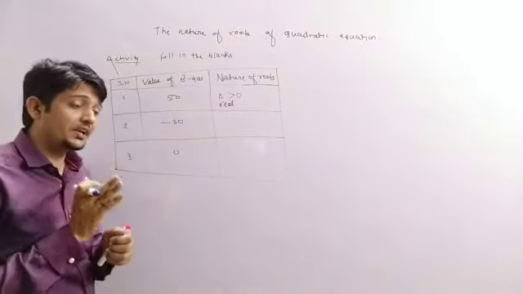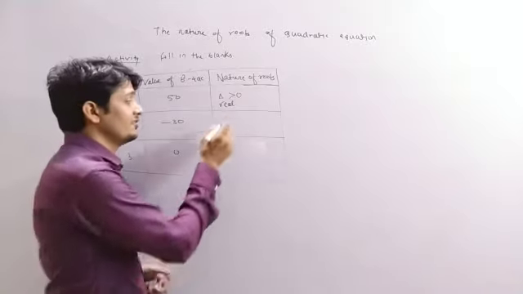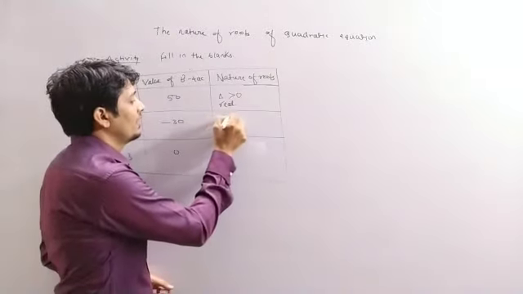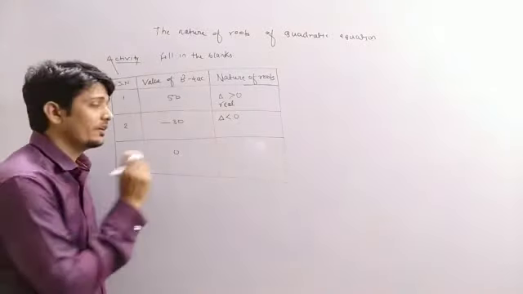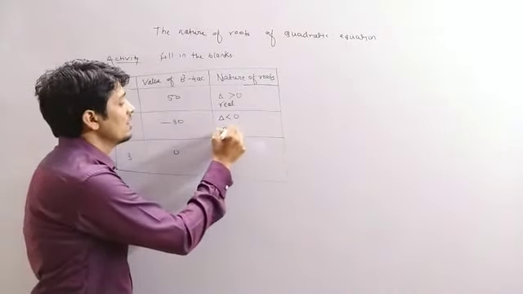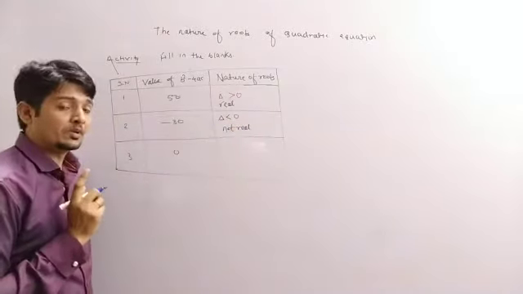Then second one, it is given as minus 30. So minus 30, if we check in number line, it is less than 0. Therefore delta is less than 0. That means ये कैसा होगा? Not real होगा. इसका नेचर कैसा होगा? Not real और unequal भी होगा.